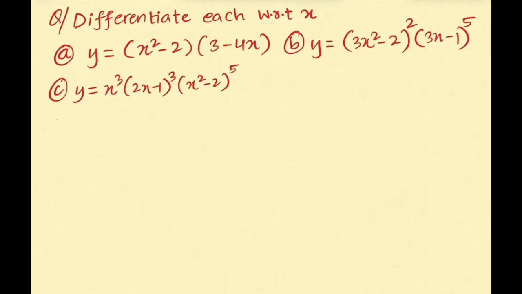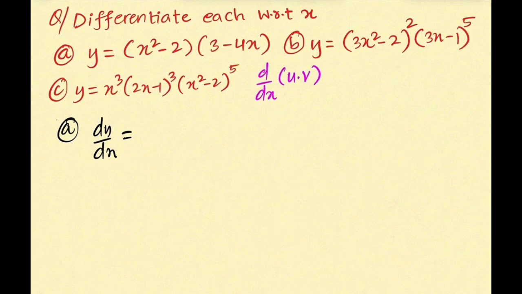Hi guys, let's differentiate each of these using the product rule of differentiation. So let's differentiate the first one, that is dy over dx. Now let me introduce you all to the product rule of differentiation, which says d over dx of the two factors, that is u and v, is equal to u times the differentiation of v plus v times the differentiation of u.